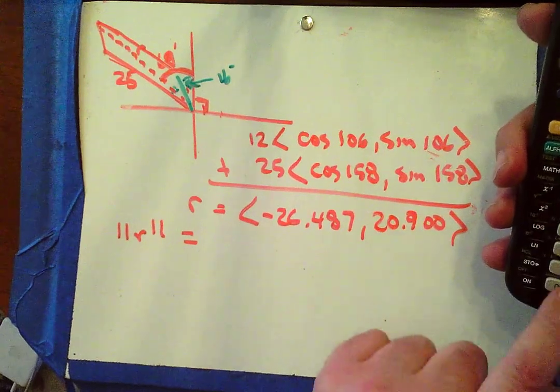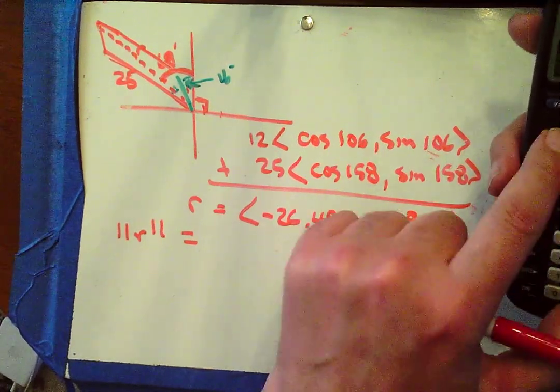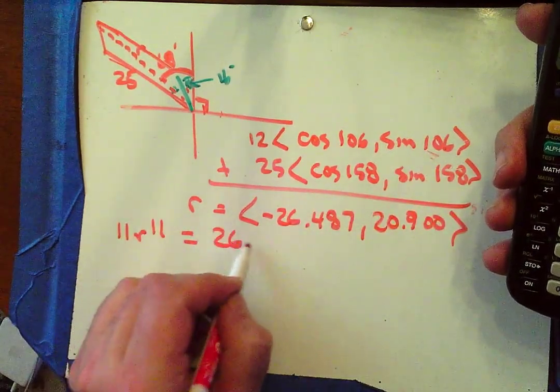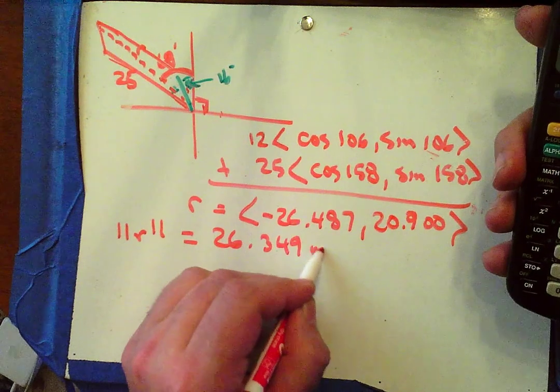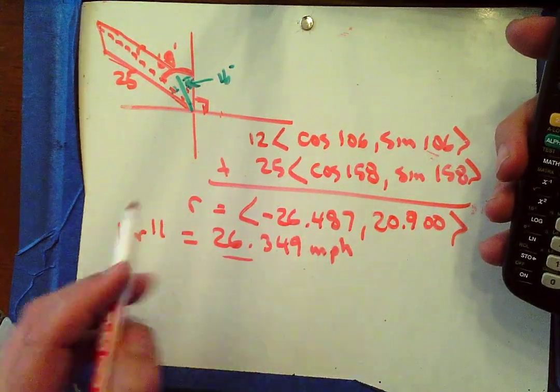20.900 squared plus 26.487 squared, square root, second answer, is 26.349 miles per hour. A little faster. The current is helping just a little bit.